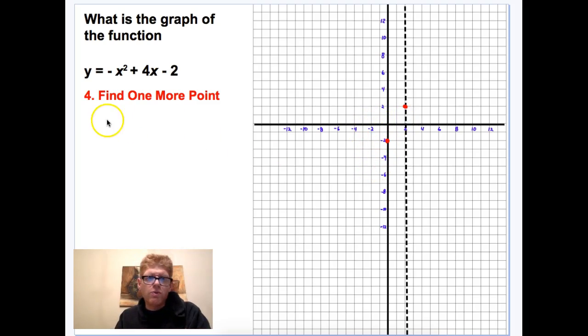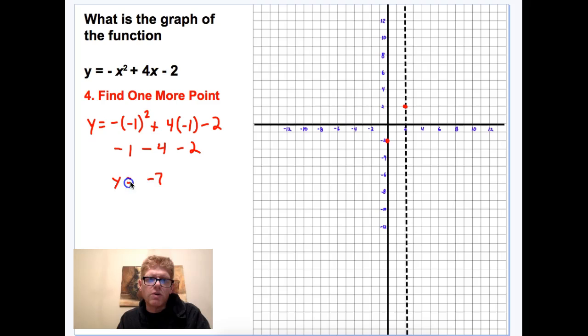And it looks like -1 might be a good one to do. So we will just plug -1 into the original equation. And notice that I'm putting my -1 inside the parentheses before I square it. That's going to be really important. 4 times -1, and -2. So -1 times -1 is 1, but we have to take the opposite of it, so that's a -1. 4 times -1 is -4, -2. And when we combine all those together, -1 plus -4 is -5, plus a -2 is -7.